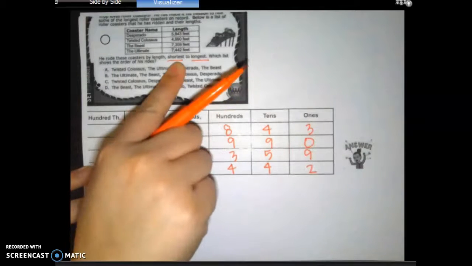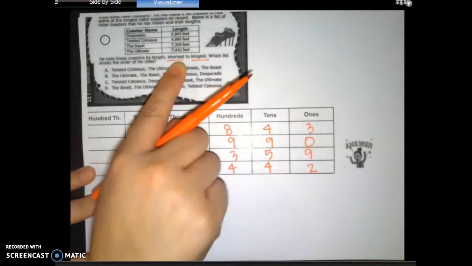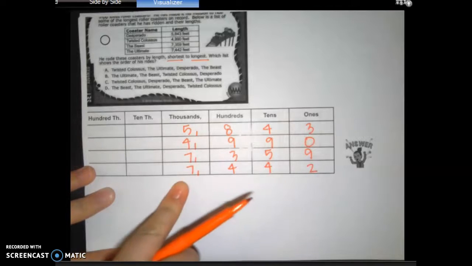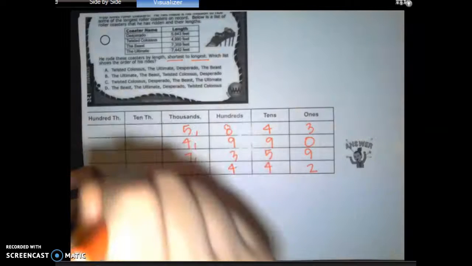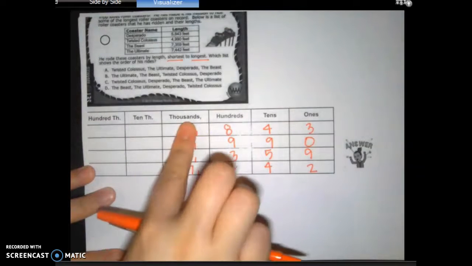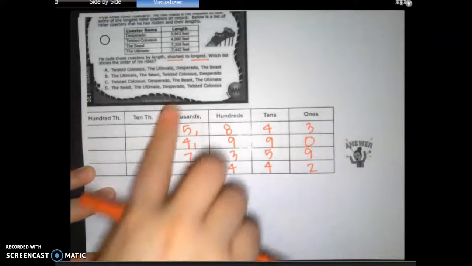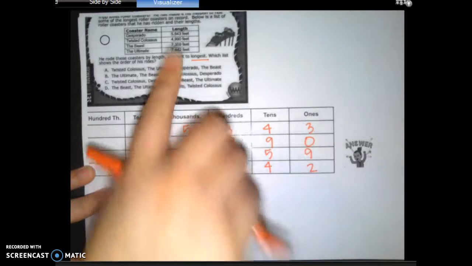I want to go with the shortest first. So shortest means you're looking for the number that is the least, the smallest number. Where do we start looking when we're comparing numbers from our place value chart? You start with your largest place value that you have, and the largest place value that we have is our thousands. Remember, I want the smallest number, the shortest length.